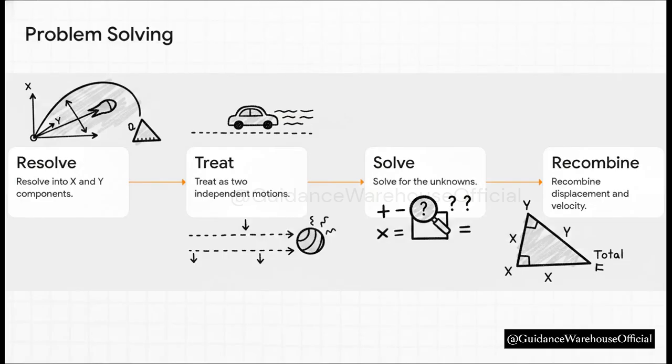Now that we've got the basic idea of independent axes down, let's talk formulas. I want you to basically take a mental screenshot of this 4-step framework. Whenever you face a projectile problem, just do this. Step 1. Resolve the initial motion into its x and y components using some basic trig. Step 2. Treat them as two entirely independent motions. Step 3. Solve for your unknowns. And Step 4. Recombine them using the Pythagorean theorem to find your final total displacement and velocity.